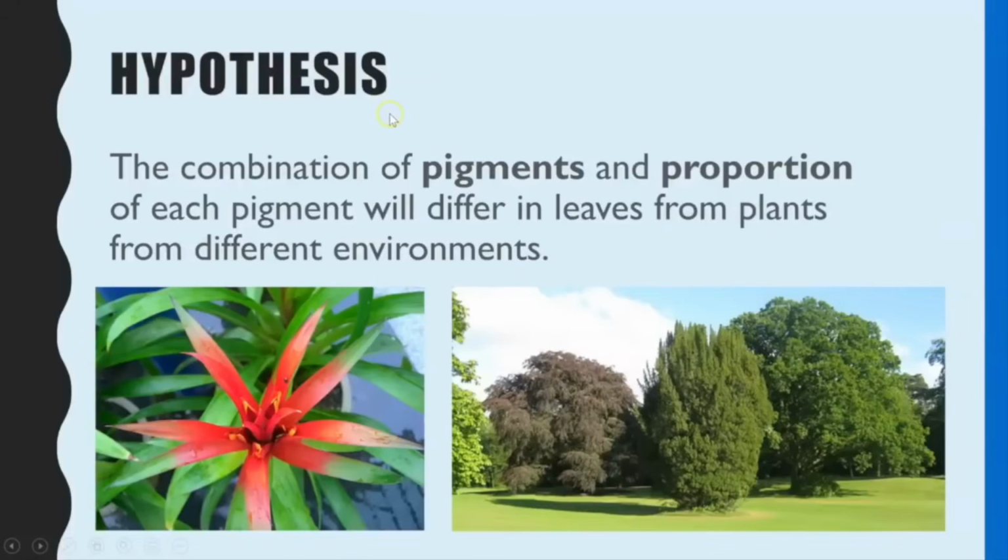So the hypothesis in this required practical: you might find that you're asked to compare the pigments in 2 different species of leaves. Our hypothesis would be that the combination of pigments, and you might be looking at proportion, I'm just going to focus on the pigments itself today, will differ in the plants depending on their environment. You might be familiar that some leaves might be more red or purple, or instead be more yellow or a more bluey green colour.